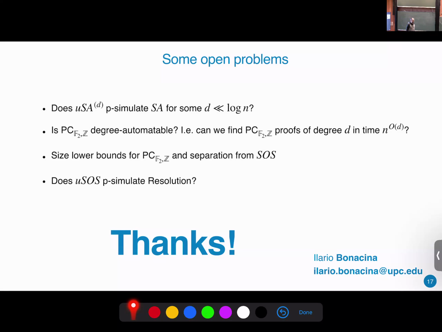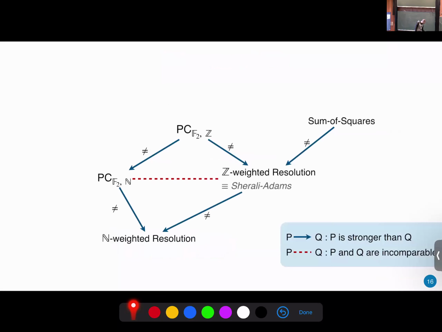Do you have size-degree trade-offs for this? That's also a very good question. Yes. That's also a natural question because we have size-degree trade-offs in both the weaker systems.